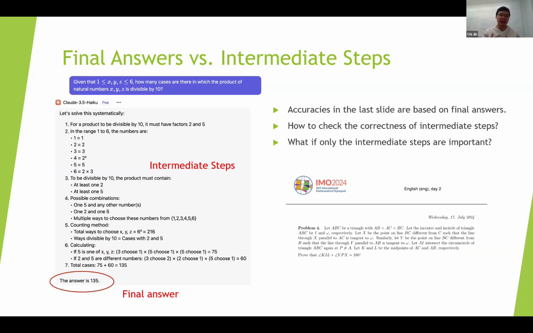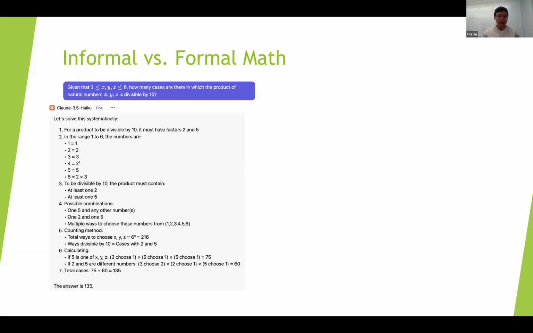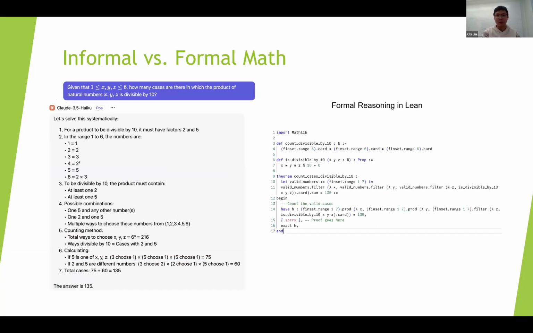So of course, if you just write these intermediate steps in natural language, in the informal math way, it's very difficult to check. You need to employ some human to check it, which costs a lot of time, and it's also prone to a lot of errors. So this is why people also introduced formal math.